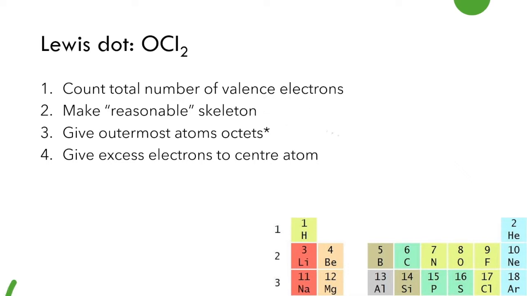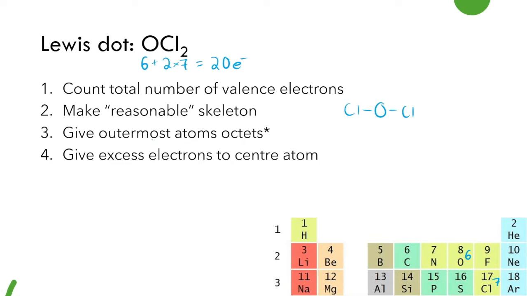All right, going through this one a little bit faster now. Our number of valence electrons for oxygen is going to be 6, for chlorine, 7. So we have 6 plus 2 times 7. Again, remember that 2 there. And that's going to come out to 20 electrons. Our reasonable skeleton has oxygen in the center, and you could have put the chlorines at an angle here if you wanted to. It doesn't make a difference.